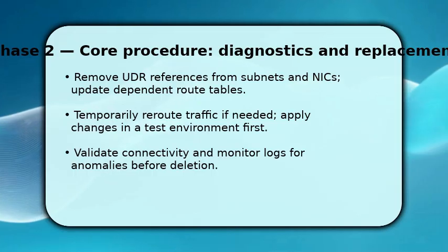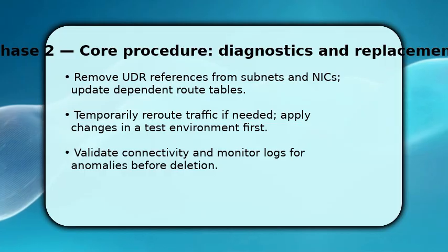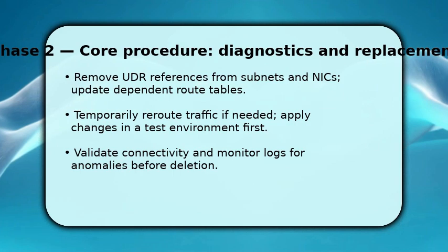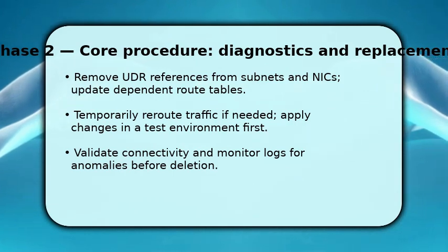Always test changes in a staging environment first. Once reroutes behave as expected, monitor network logs and telemetry closely to catch latency spikes or dropped packets. Doing this prevents sudden outages when you actually remove the resource.